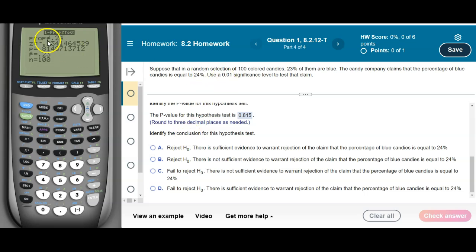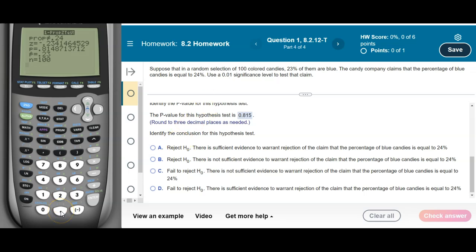Alright, and then what do we do? We compare the p-value to alpha. The significance level is alpha. So 0.814, that number is way bigger than 0.01. So that we reject. I'm sorry, we failed to reject.